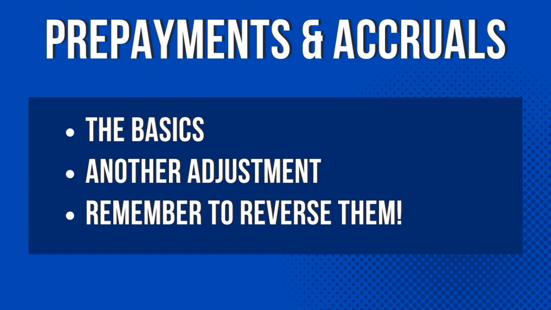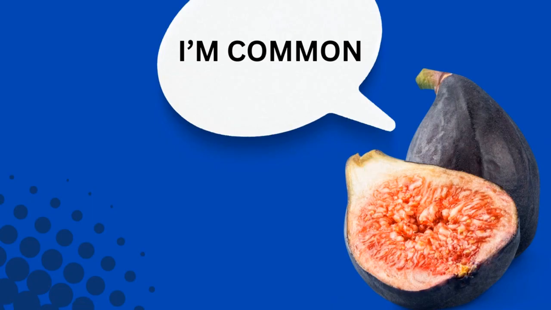Now with prepayments and accruals, we have to reverse them, and they are reversed the first day of the next financial period. So once again, 31st December 2024 is our financial year. Prepayments and accruals will be dated 31st December 2024, and they'll be reversed on the 1st of January 2025.